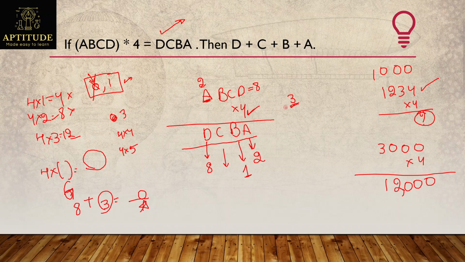4 fives is 20, 20 plus 3 will be 23 and it is not ending with 1. 4 sixes 24 plus 3 27, it is ending with 7 but not 1. 4 sevens is 28, 28 plus 3 31. So it is possible right now. Which means if I take c value as a 7, 7 into 4 will be 28 and there is a carryover 3 because 8 fours is 32 here. 28 plus 3 31. Yes, now it is ending with 1. So the only possible value for c is 7.